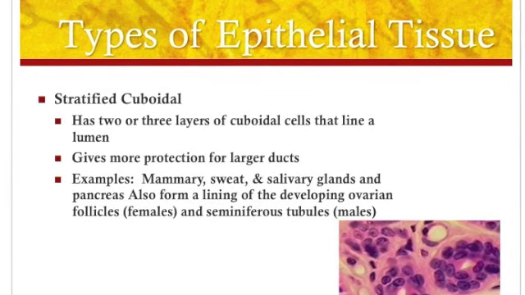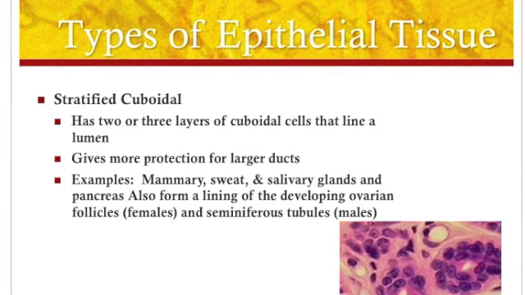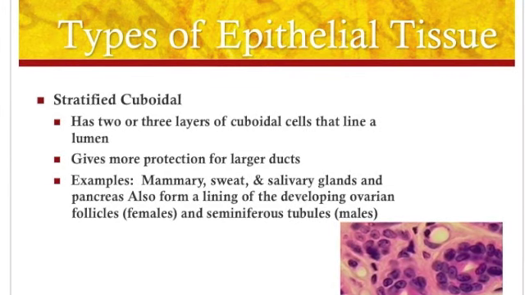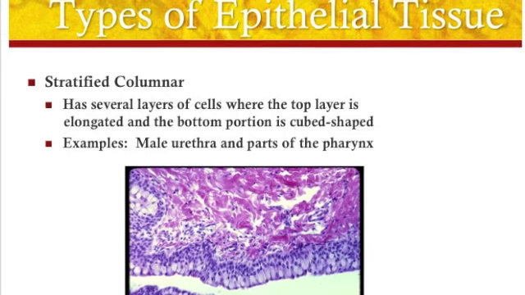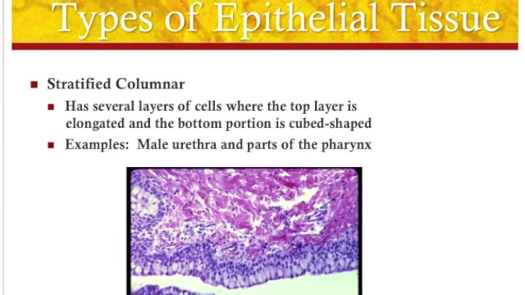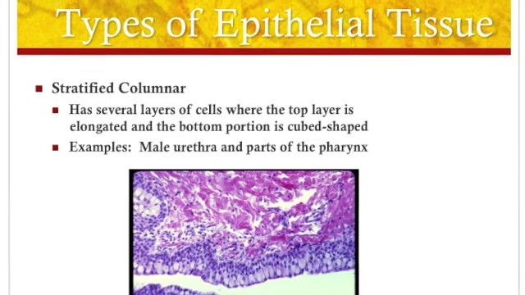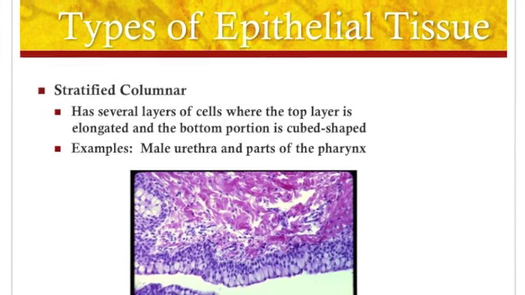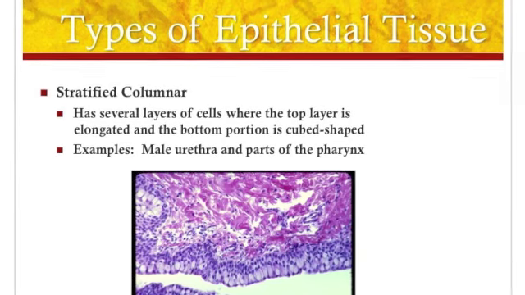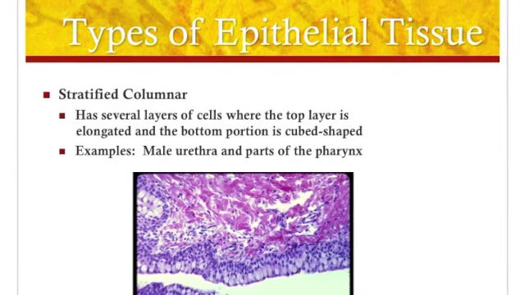Also, besides that, it also lines the developing ovarian follicles for females and the seminiferous tubules. Alright, another type would be the stratified columnar. It has several different layers of the cells where the top layer is elongated and the bottom part is cube-shaped. And then the best example would be the male urethra and parts of the pharynx.